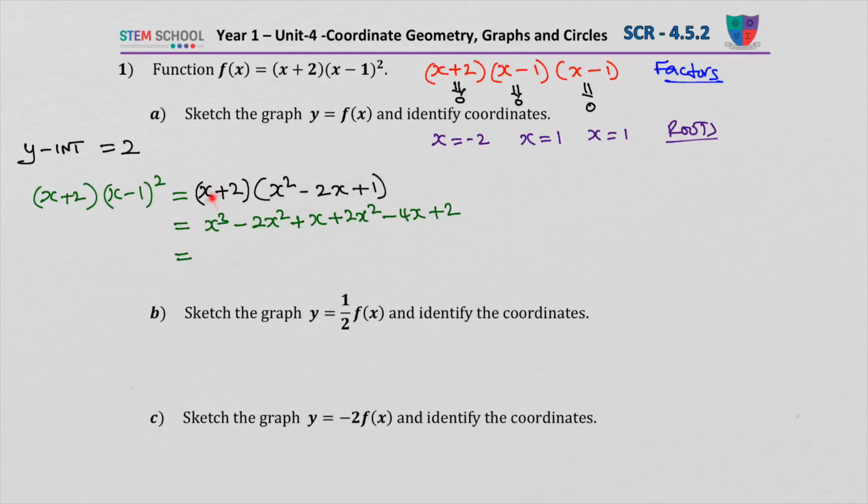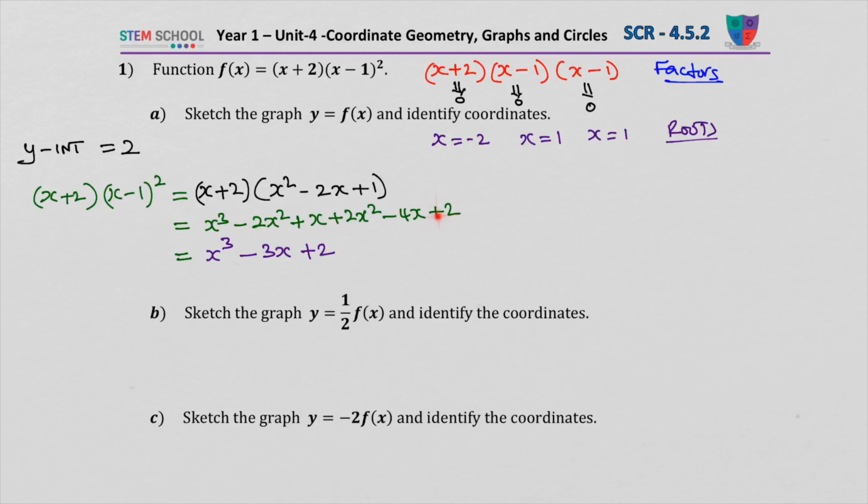Now I'm multiplying this factor by this quadratic. x times x squared is x cubed. x times minus 2x is minus 2x squared. x times 1 is x. 2 times x squared is plus 2x squared. 2 times minus 2x is minus 4x. 2 times 1 is 2.